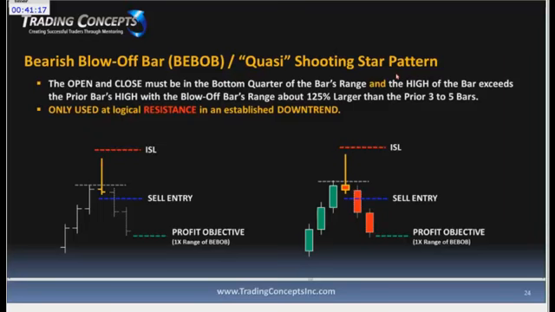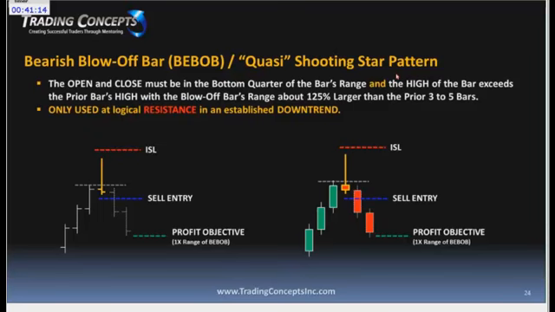Okay, let's just reverse this quick. So again, the trend is down. The market bounces up off of a low into a logical resistance area. We're going to be looking for a bearish blow-off bar, right? Open and close in the bottom quarter. I really like to see that the range of that bar is about 125% larger than the prior bar. Okay. So it's a little larger range bar, and it opens and closes in the bottom quarter. All right. That is a short.